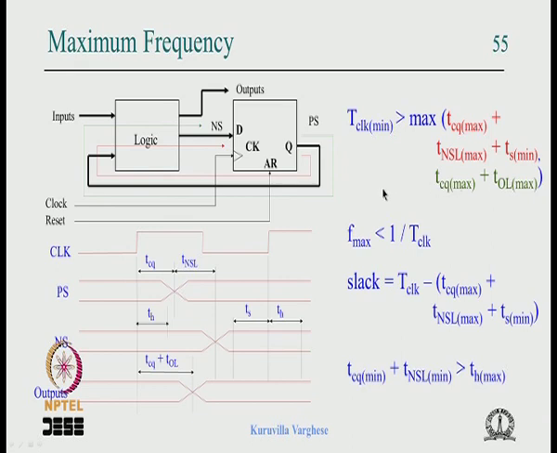Okay. Now once again, F max is less than 1 by T clock, and the slack is what you get when you subtract the maximum path from the clock period. I have shown only this, but the maximum path subtracted from the clock period gives the slack. But one point you should understand, when you put a picture like this, we assume the output is coming here. In this analysis we do not know where this output is going.